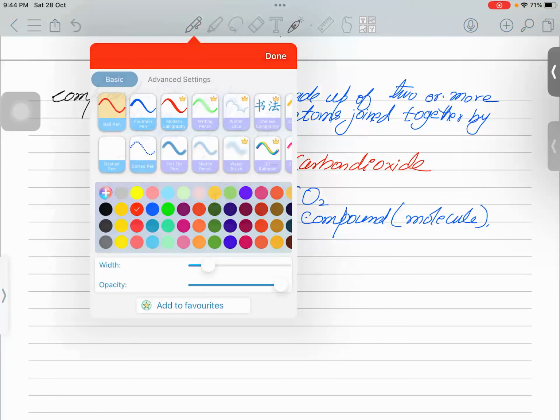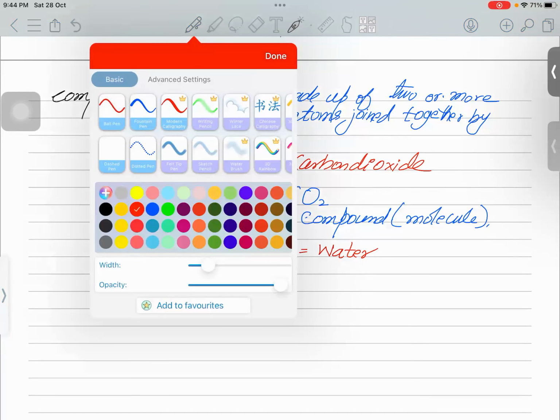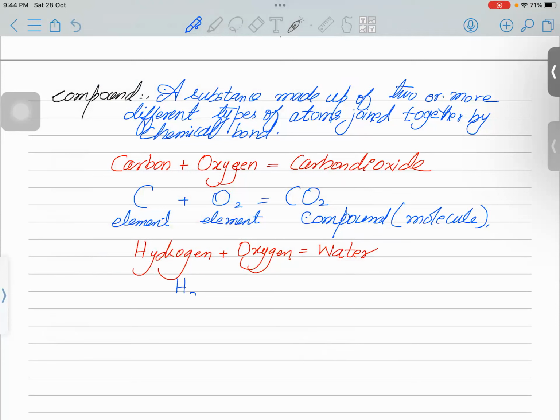Similarly, hydrogen plus oxygen gives water. Hydrogen plus oxygen, H2O. This is an element, element, compound.